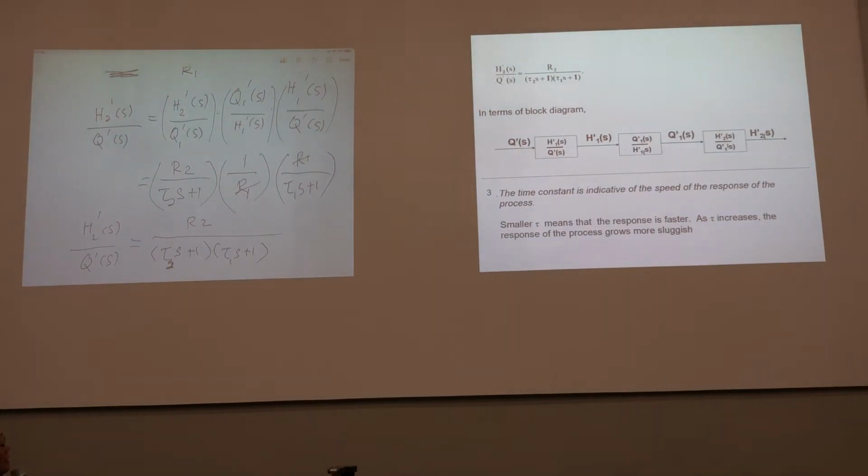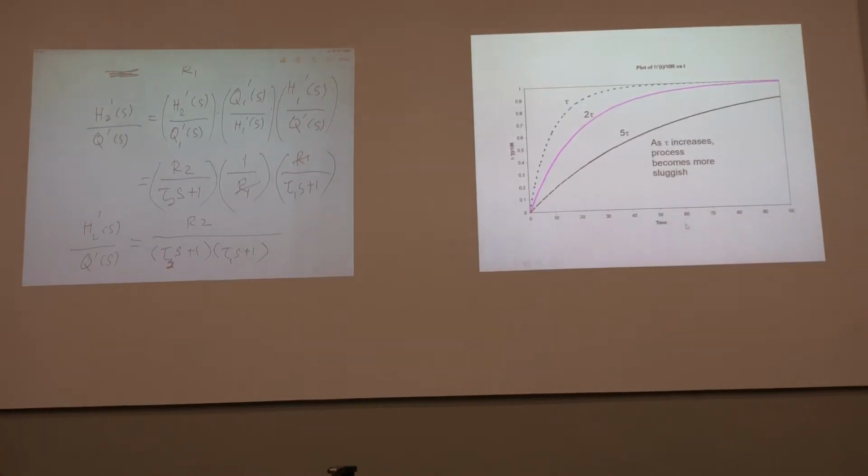Alright? Yes, another important thing is the third property. I need to finish these three properties before we go for consultations. The time constant is indicative of the speed of the response of the process. Remember what is time constant? The tau, right? A times R. This time constant has a property that the smaller tau means the response is faster. So if my tau is small, then the response is faster. The big tau means the response is sluggish or slower.